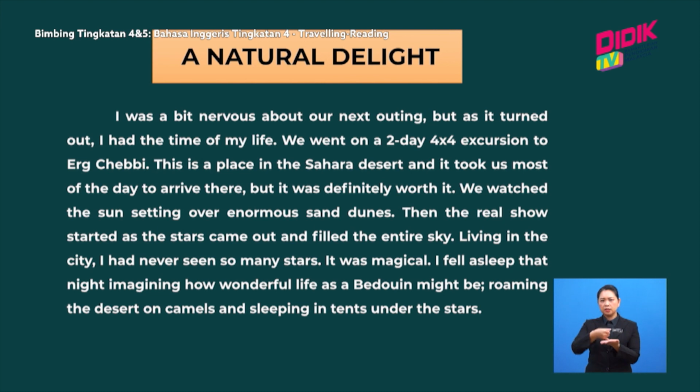We watched the sun setting over enormous, extremely large sand dunes, hills of sand in the desert. Then the real show started as the stars came out and filled the entire sky. Living in the city, I had never seen so many stars. It was magical. I fell asleep that night imagining how wonderful life as a Bedouin might be. Roaming means walking or traveling the desert on camels and sleeping in tents under the stars. Bedouin are the Arab nomads. They move from one place to another rather than living in one place all of the time.